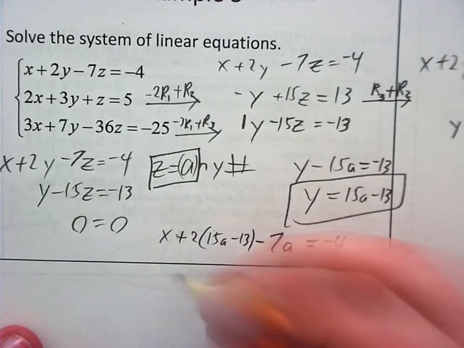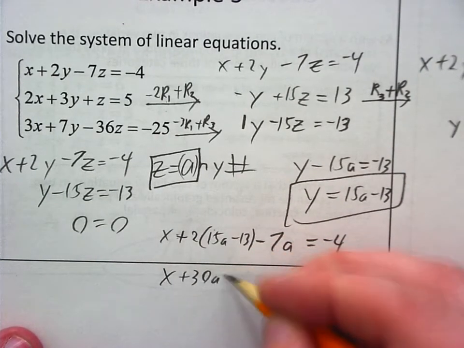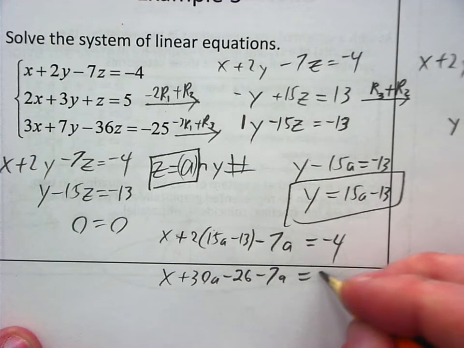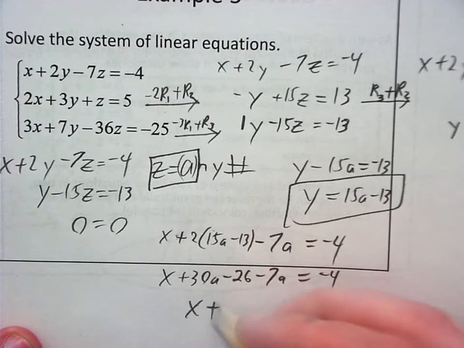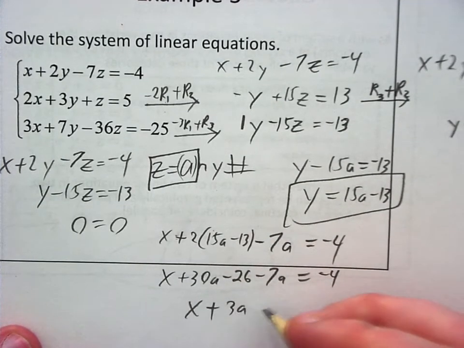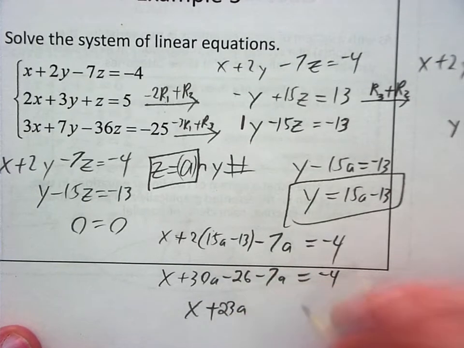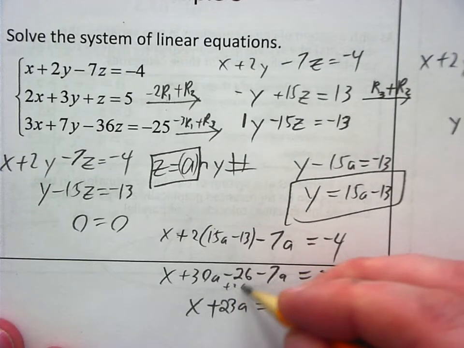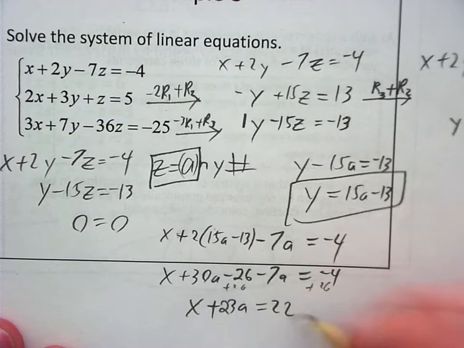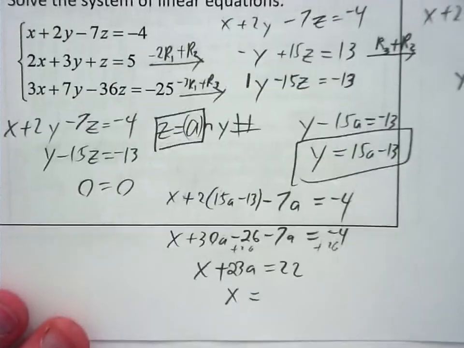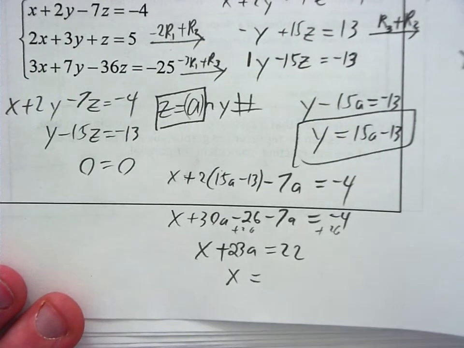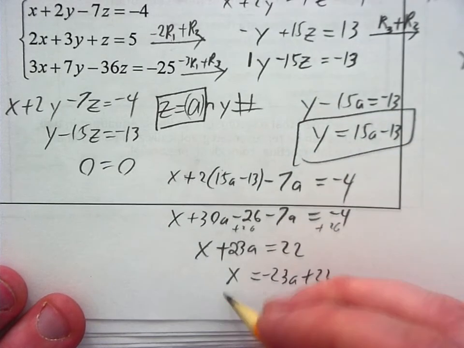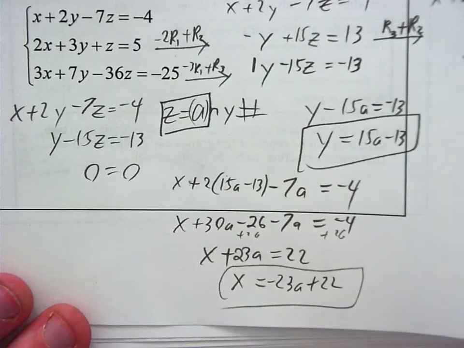So, distribute the 2. What do I get for the coefficient on a? 23a. What do I have on the other side? If I move over the 26? 22. So I'm going to add 26 to both sides. Give me 22. So x is going to be equal to what? Negative 23a plus 22.